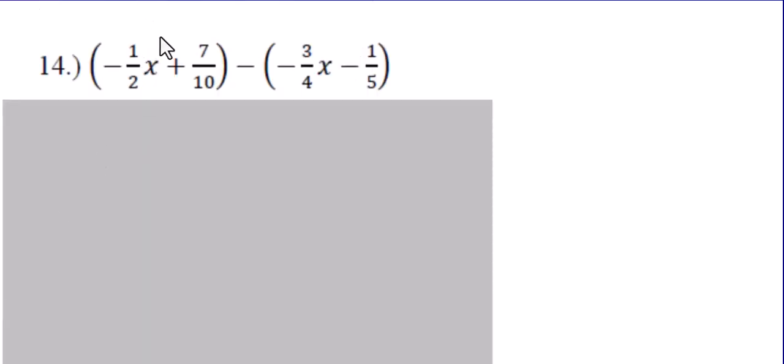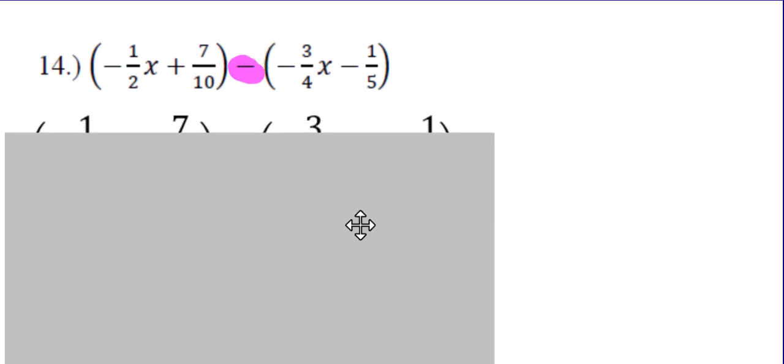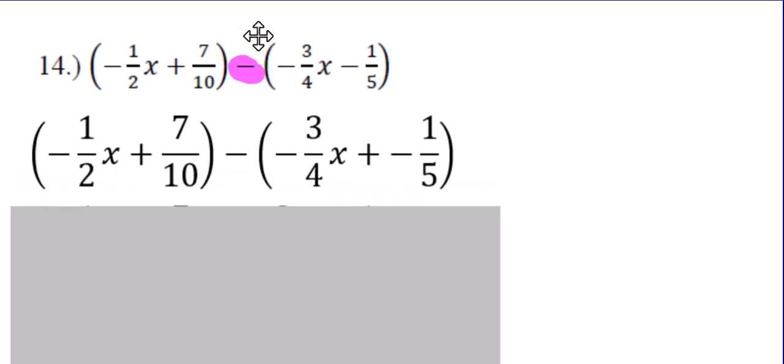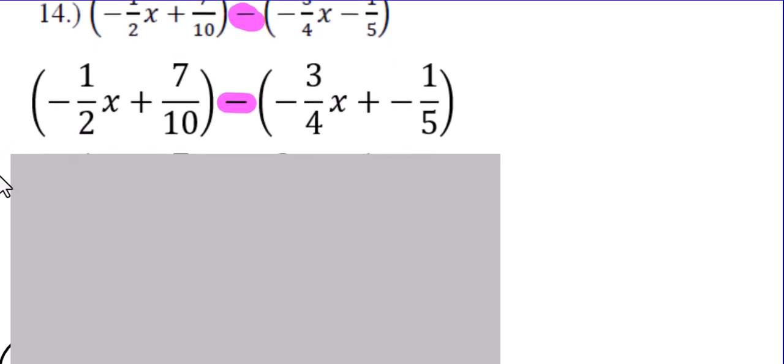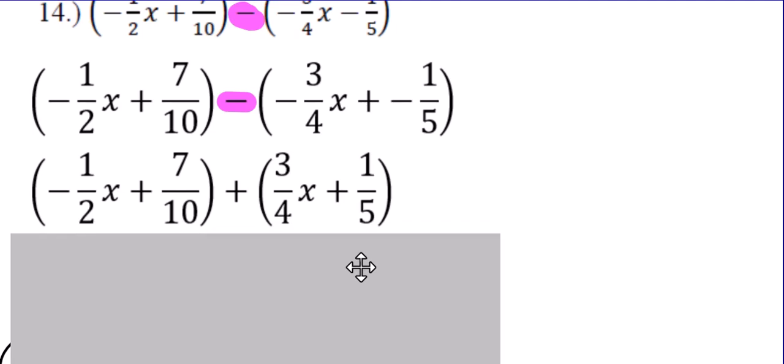All right, our last question here is number 14, and we notice this is another subtraction problem. I probably put more subtraction problems in here just so you get practice with subtracting linear expressions. The first thing I did was rewrite everything inside the parentheses, kept that subtraction between them for now, but I rewrote negative 3/4 x minus 1/5 as negative 3/4 x plus negative 1/5. And then I want to use that additive inverse. So the additive inverse of negative 3/4 x plus negative 1/5 is positive 3/4 x plus a positive 1/5.